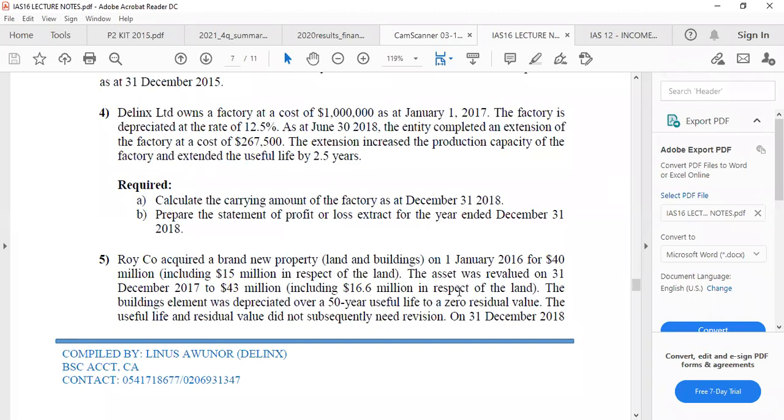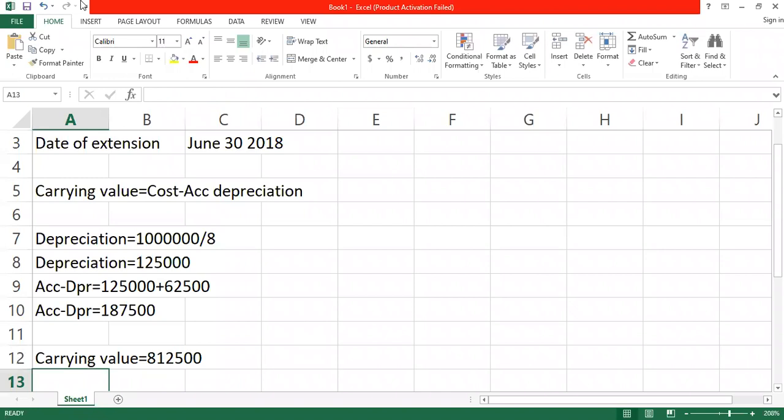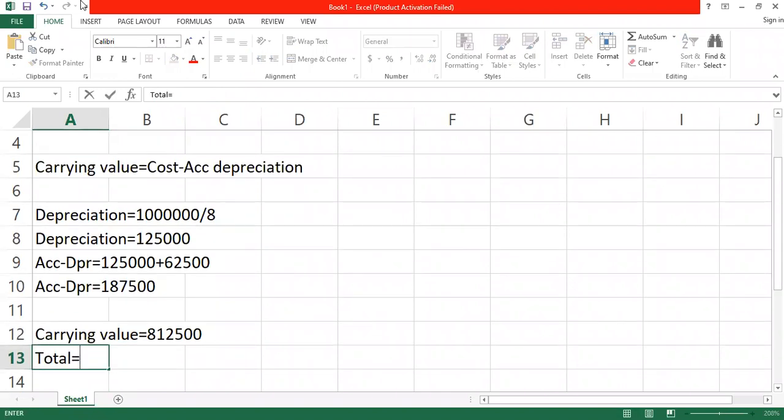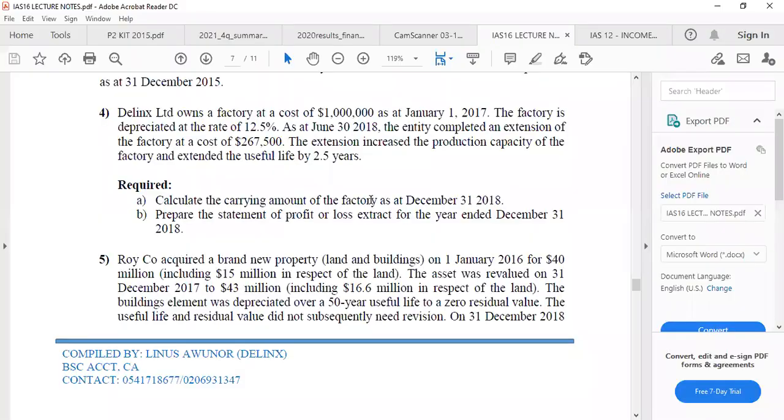267,500. Okay, so the total value of the asset as at 30th June 2018 will be how much now? It will be the carrying value as at that date plus what? The carrying value is 812,500, but we did an extension which has increased the production capacity of the factory and also extended the useful life by 2.5 years. It means that the extension cost must be capitalized. So what will be the total value of the asset as at that date?